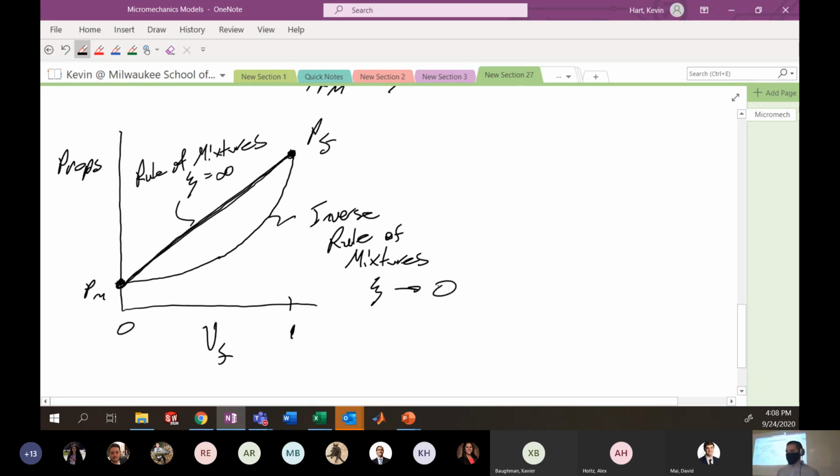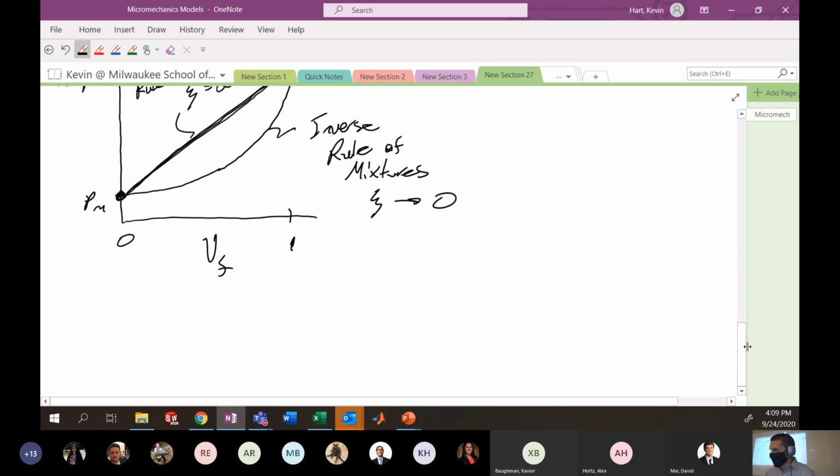All right. You will show on your homework that when xi is 0, you converge to the inverse rule of mixtures, and you will show that when xi approaches infinity, you converge to the rule of mixtures. All right, that's your first homework problem. If you have problems with that, see Jack Tarasak, he's finished it. No, I'm just kidding. Come to my office hours.